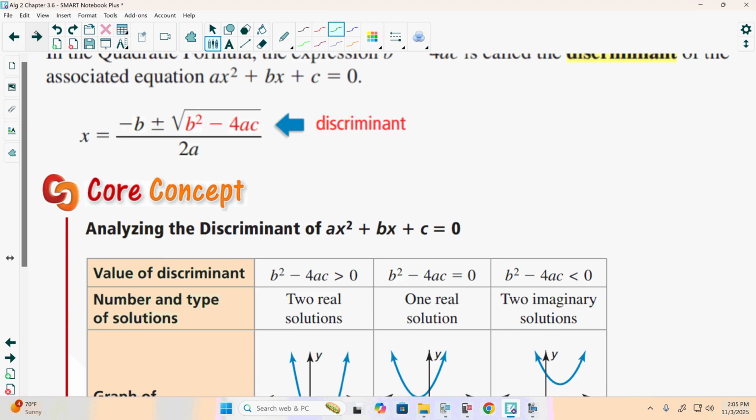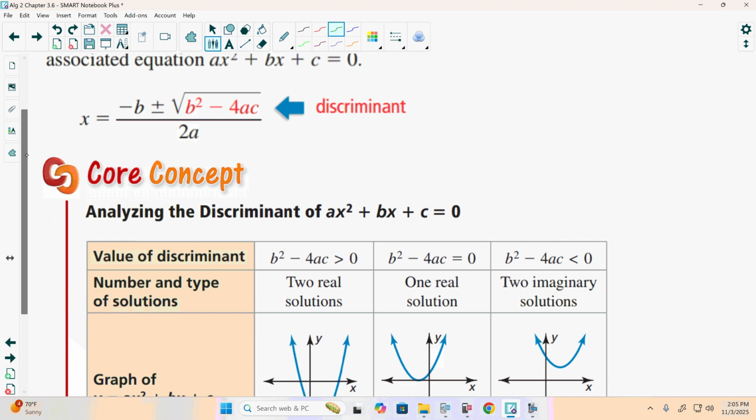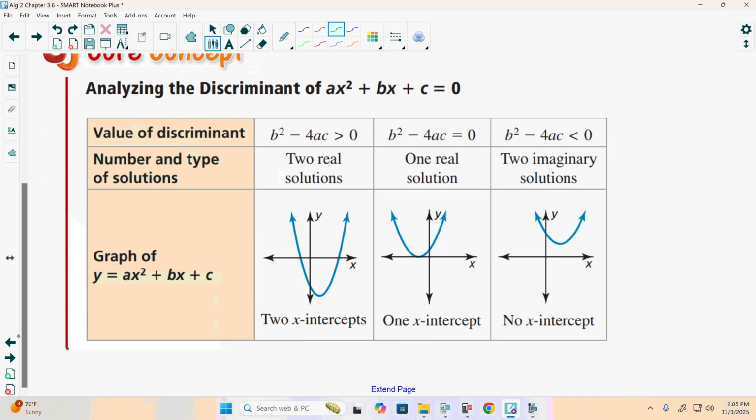Last thing we're covering is the discriminant. Now the discriminant is the b squared minus 4ac. It's what's inside that radical, and it tells us a few things. If the value of the discriminant, the b squared minus 4ac, is greater than 0, we should have two real solutions. If what's inside the radical is greater than 0, the problem will have two real solutions. If the value b squared minus 4ac is 0, we have one real solution, or really one unique solution.